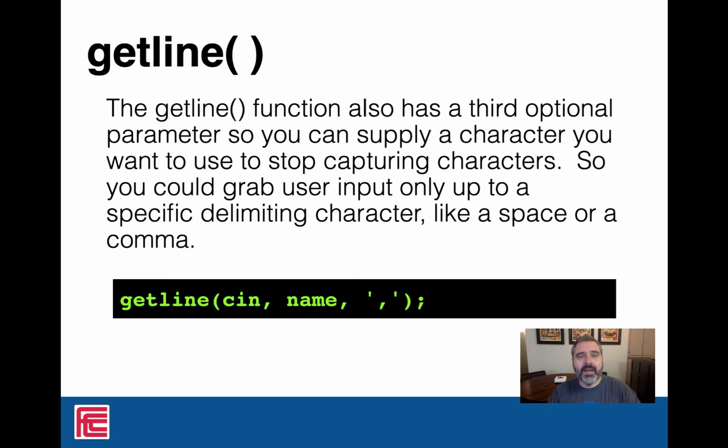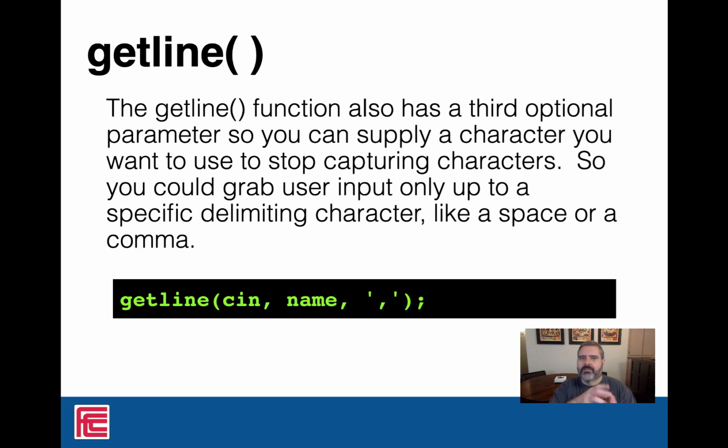By default, Getline captures all the way to the new line character and then grabs whatever comes before the new line character and eliminates the new line character from the input buffer. But if you want to, you can change which character you use to stop at. So in this case, I'm going to get from the cin, although eventually, when we start using files, you could use it from a file. It will grab everything up to the comma. It will put that into something called name, and then it will remove the comma from the input buffer.